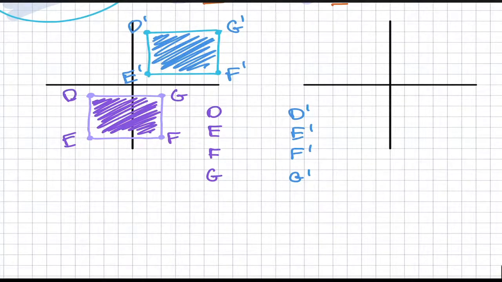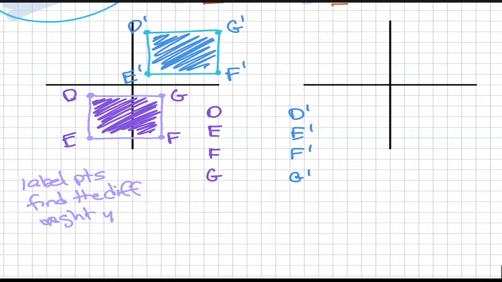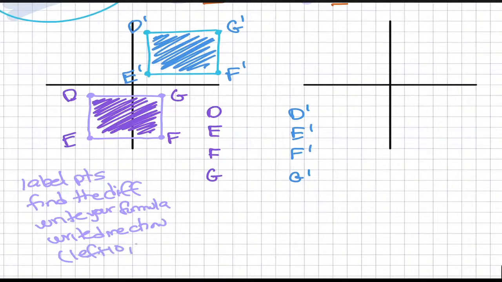Remember, your steps are: label your points, find the difference between the points, write your formula, and then write it in directions too. So say either left 10, right 5. Or sorry, not left 10. It wouldn't be left 10, right 5. It would be like left 10, up 5, or whatever it may be. Okay.